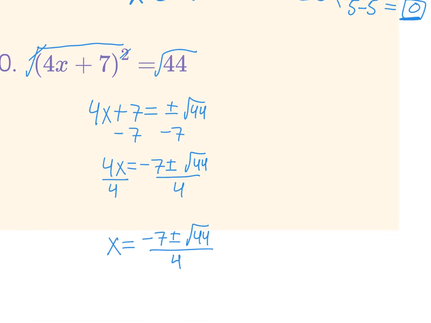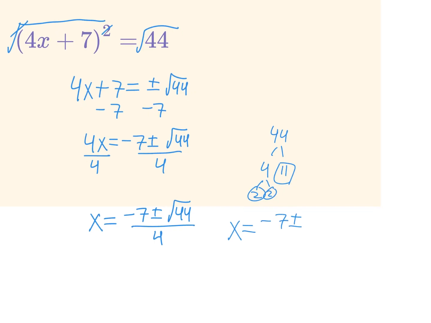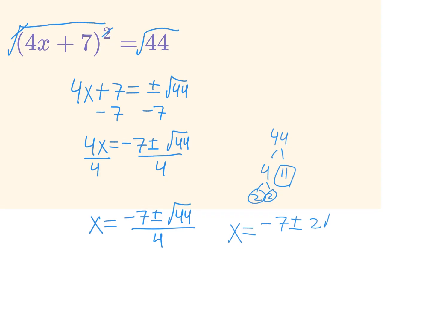Now, once again, you do want to break up 44 and see if you can simplify it anymore. I can do 4 and 11. And then 4 I can split up into 2 and 2, and so I get 2 as my outside of my radical, and then 11 underneath. So my final answer is going to be x equals negative 7 plus or minus 2 square root of 11 over 4. Again, not pretty answers, nothing that maybe you guys are used to, but these are valid answers that we get in these kinds of problems.